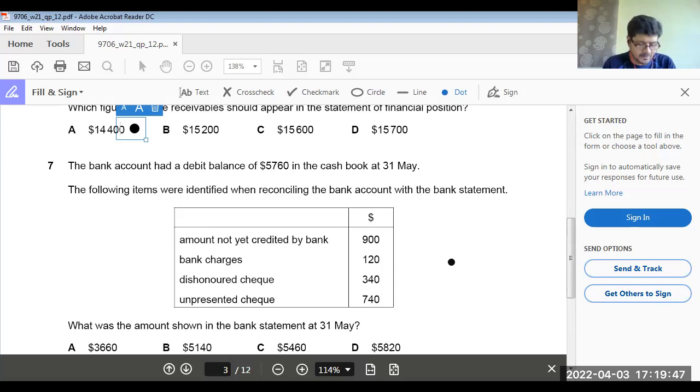Getting my point here. So option B is the answer. Getting my point here. Okay.